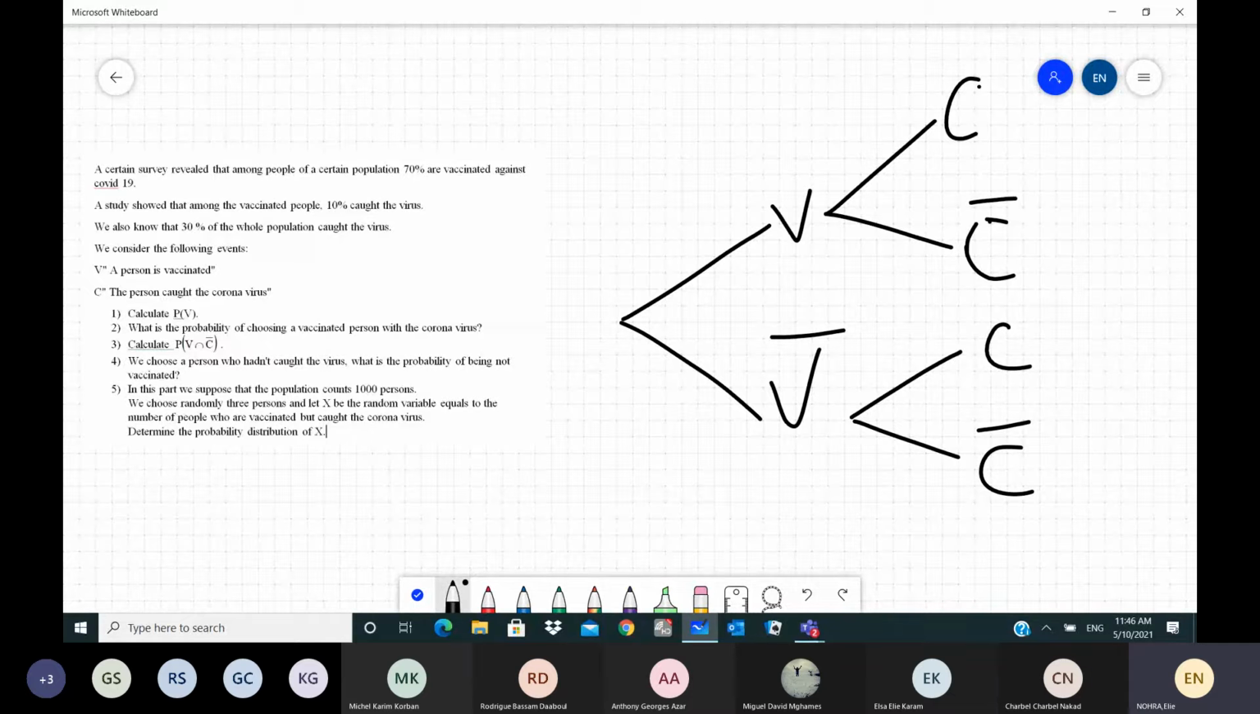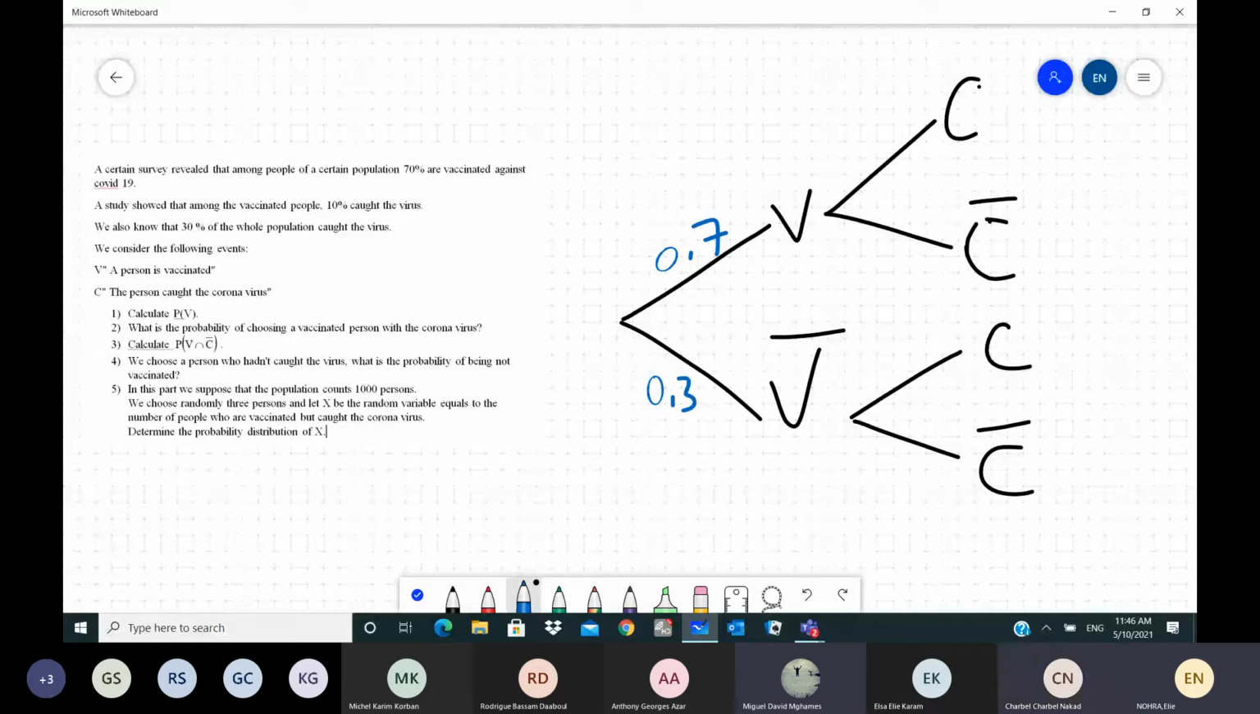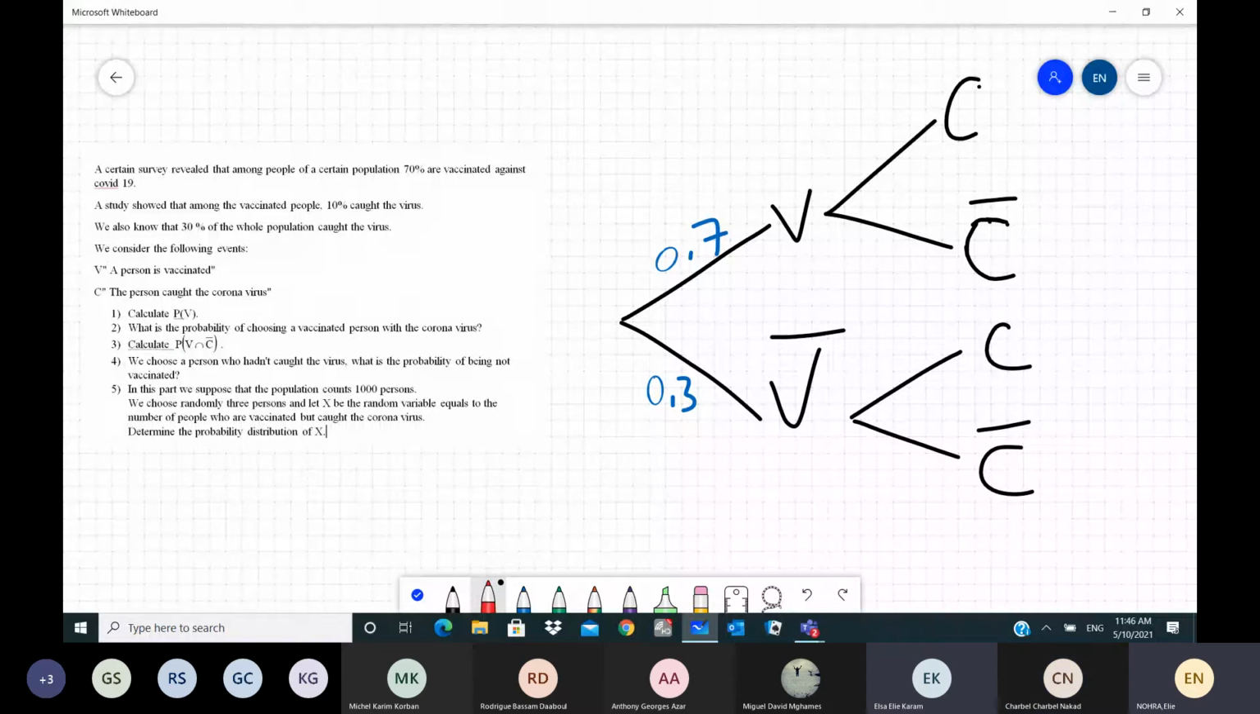Some of you said things that made me worried, as I said. Now we're going to fix these things. Now, the first branch, is there a number that gives me the first branch? Yes, 0.7, 70%, which is out of 100%. Then the not vaccinated is 0.3, without question. Now, what about the remaining numbers? Among the vaccinated, the coronavirus is 0.1.